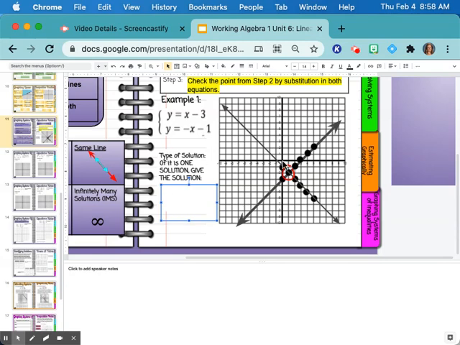So let's write what the ordered pair for that is. Positive 1, negative 2. 1, negative 2. Type it over here. Make that bigger.